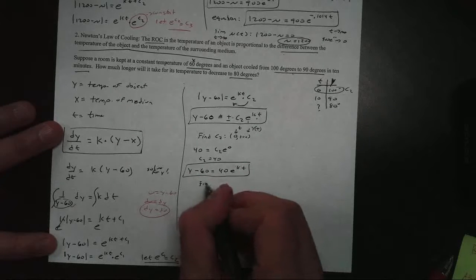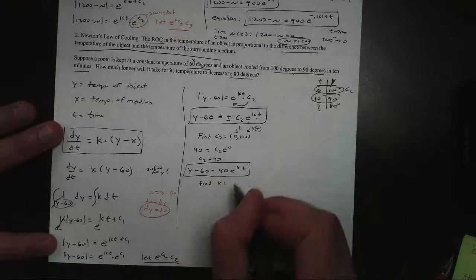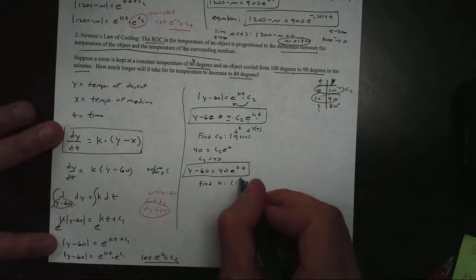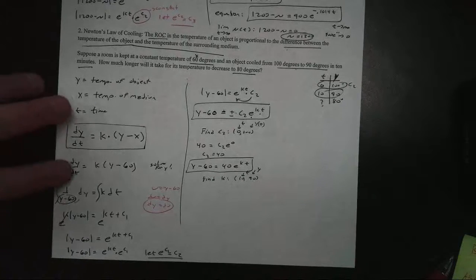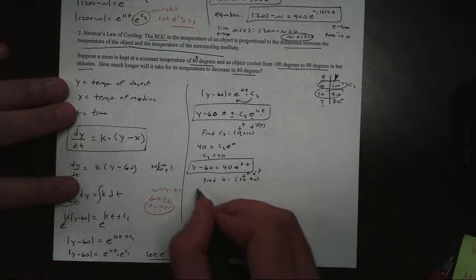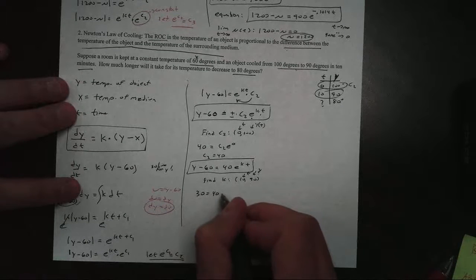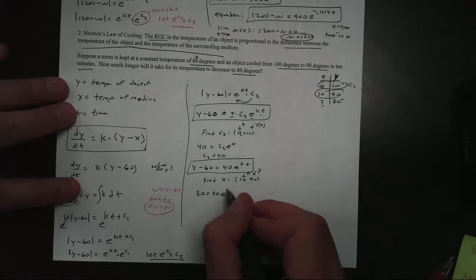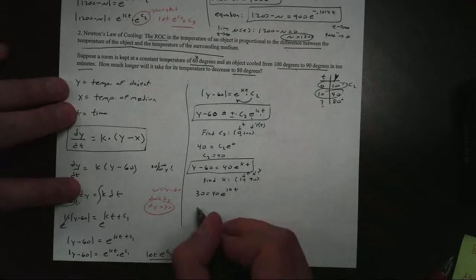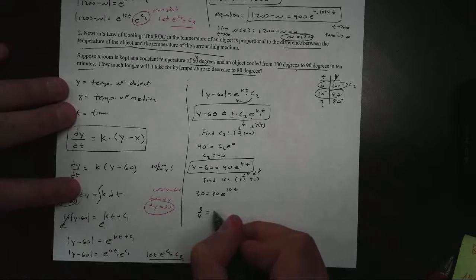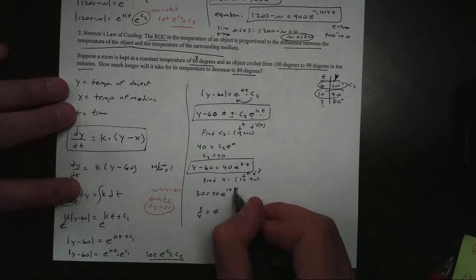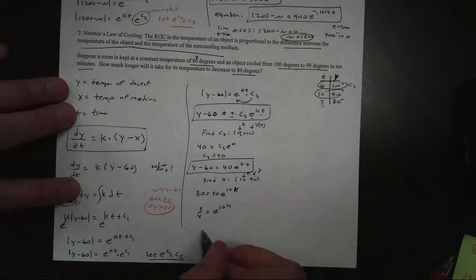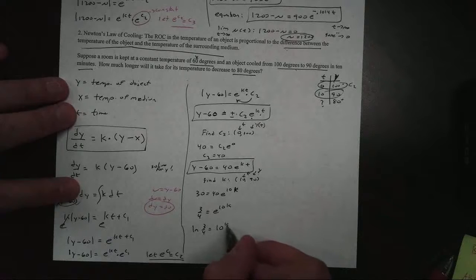Now we're going to find K. To find K, use the condition (10, 90). Again, there's T and there's Y. Plugging it in, 90 minus 60, I get 30 equals 40 e to the 10K, be careful, there's my T. So I divide. 3/4 equals e to the 10K. Take the natural log of both sides, and I get 10K.